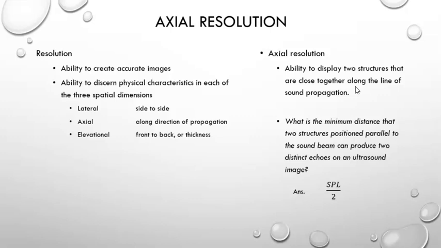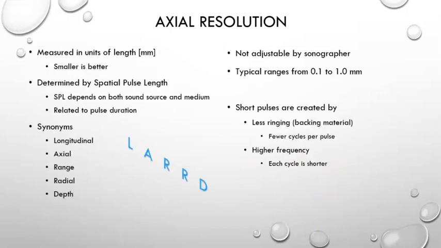Now, with axial resolution, we can ask the question, what is the minimum distance that two structures positioned parallel to the sound beam can produce two distinct echoes on an ultrasound image? And the answer to that is the spatial pulse length divided by 2. So the axial resolution is measured in units of length, and the smaller is better. The closer together two reflectors are, and you can still distinctly tell them apart, that's better.